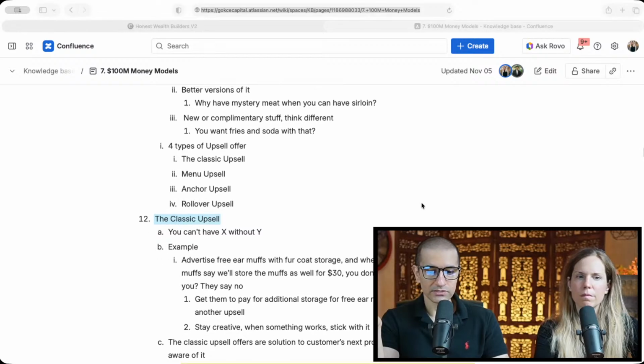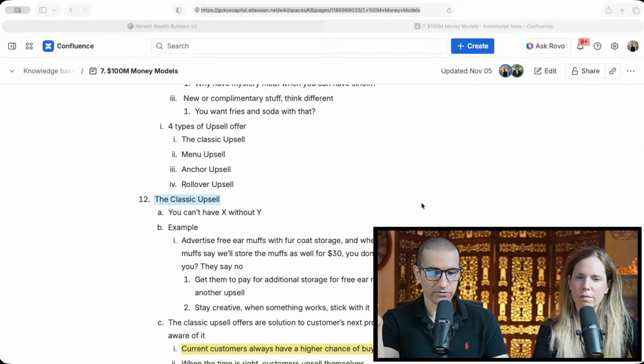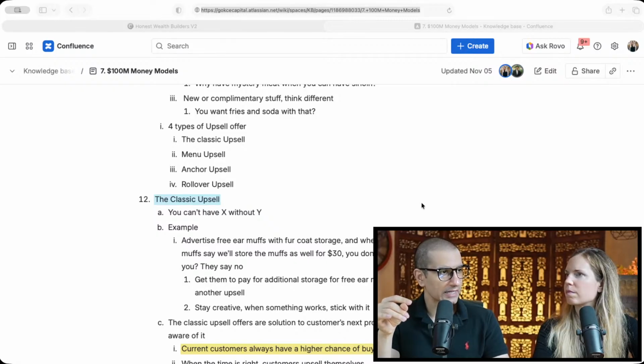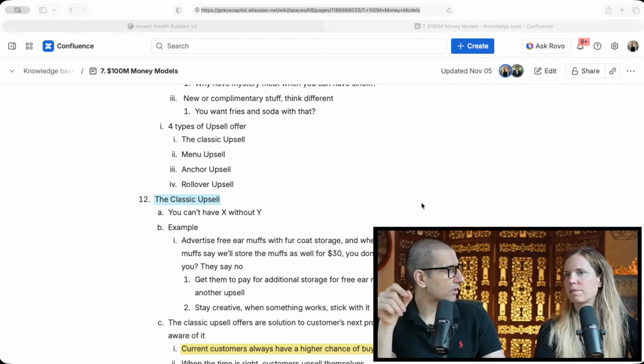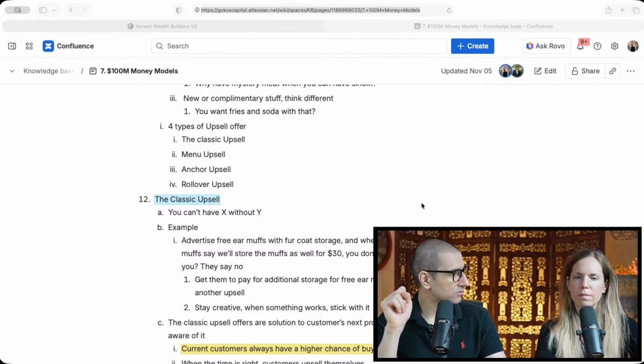And the third one is new or complementary stuff. You could say, all right, if you buy this land, I can install a post, like what is it called? The mailbox, and work with the local USPS to make sure you get a mailing address. That's a good upsell. Should we use it?